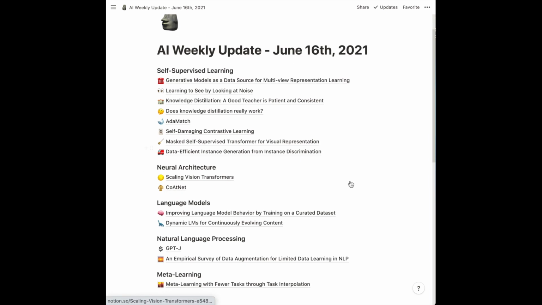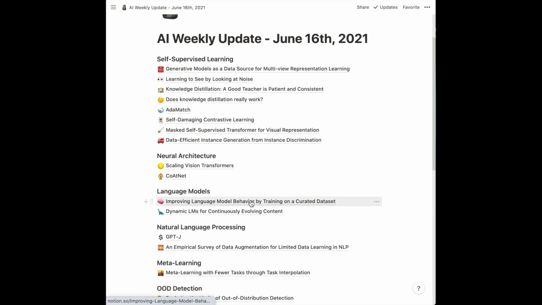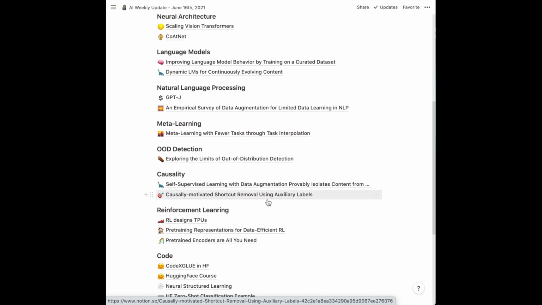We have a lot of really interesting viral style content, like OpenAI improving language model behavior by training on a curated dataset. And then I think Google's reinforcement learning designs TPUs, the reinforcement learning for chip placement.